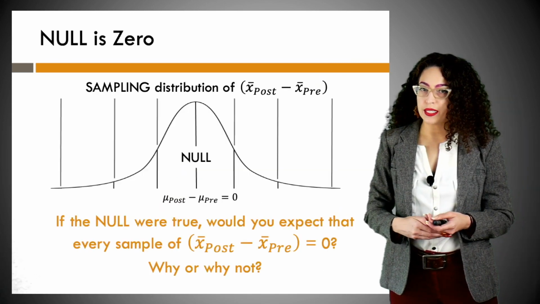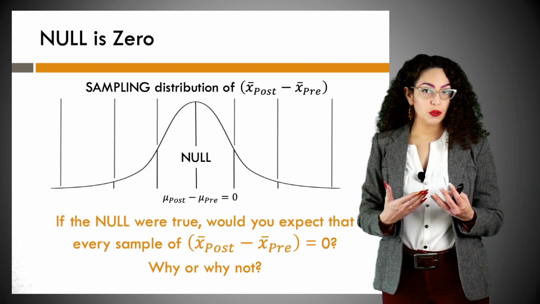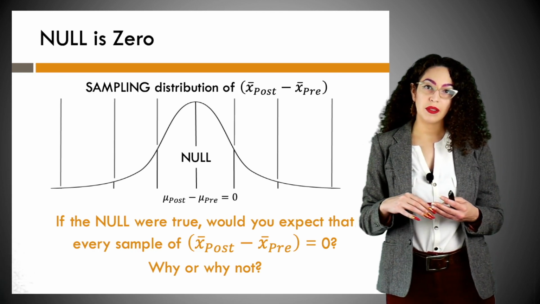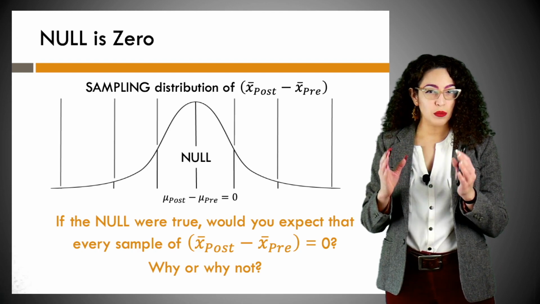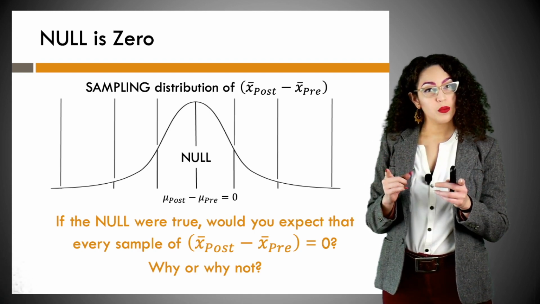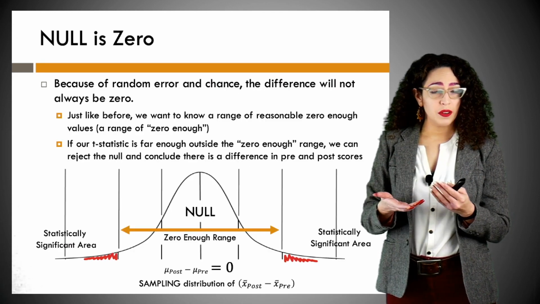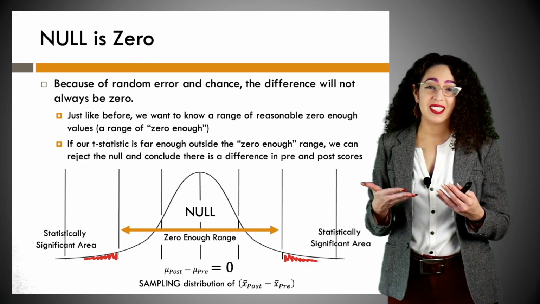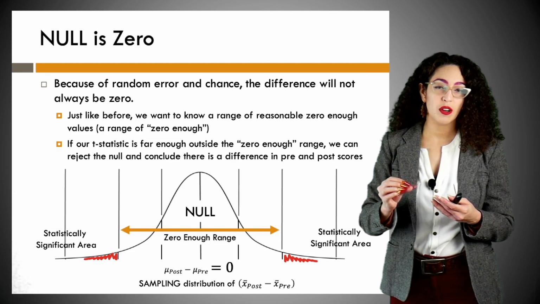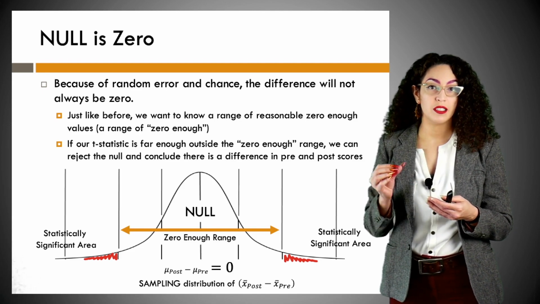Now I ask this every time. If the null were true, would you expect that every sample of pre-scores minus post-scores be exactly equal to 0? Why or why not? As you already know, samples can be a bit fickle, and because of random error and chance, the differences will not always be exactly zero, even if the null hypothesis is true.